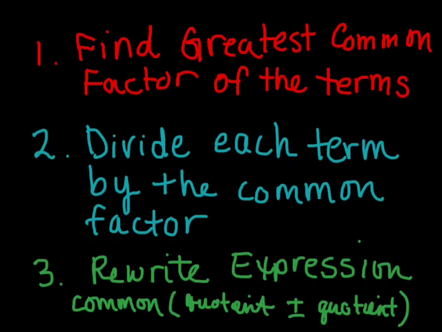So to review, I need to find the greatest common factor of the terms in the expression, divide each term by the common factor, and then rewrite the expression. So the common factor lives on the outside. And then the quotient I get when I divide the first term by the common factor, plus or minus the quotient that I get when I divide the next term by the common factor, live inside the parentheses.